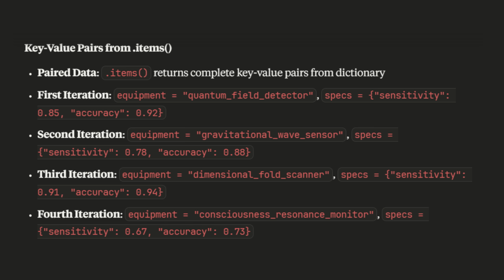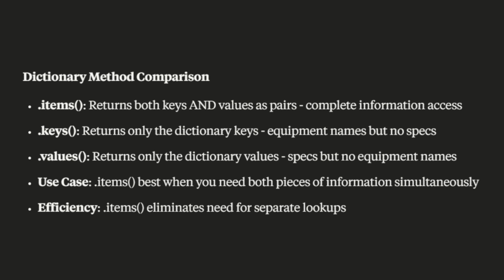The .items() method returns key-value pairs, so when we loop through our detection equipment, each iteration gives us the equipment and specs. First iteration: equipment is quantum field detector, specs equals sensitivity 85, accuracy 92. Second iteration, and so on. This is essential for complete dictionary processing. When analyzing scientific equipment, you need both the equipment name for identification and reporting and its specifications for the calculations. The .items() method provides both pieces of information all at once.